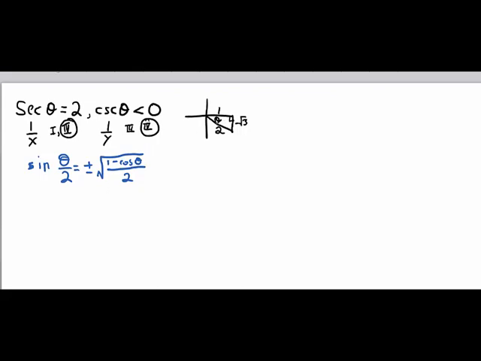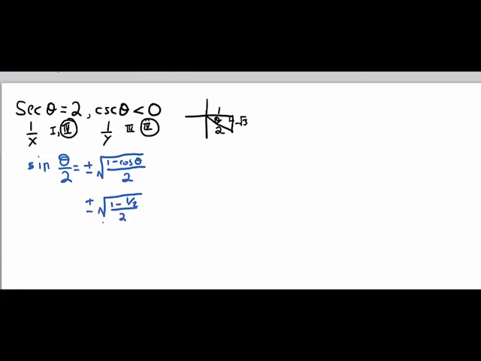Well, we know for cosine, according to SOHCAHTOA, cosine is adjacent over hypotenuse. And since adjacent over hypotenuse is 1/2, this makes the problem pretty nice to deal with, because what we have inside the radical is 1 minus 1/2, and then we have a 2 in the denominator.